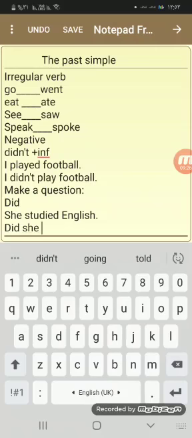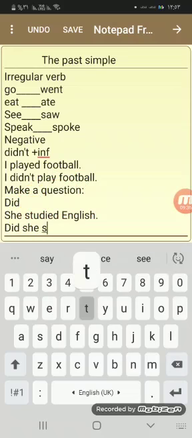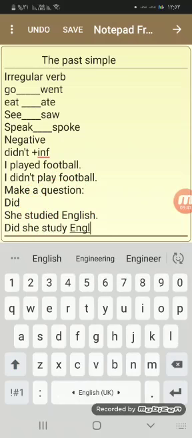Did she study or studied? Look at the verb. If you have didn't or did in the sentence, it changes the verb into infinitive. So, did she study English? Okay? Did she study English?